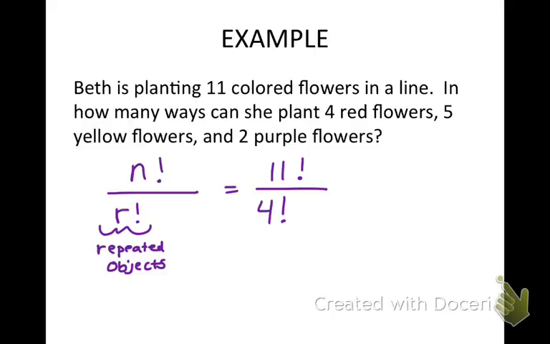Do I have repeats of yellow? Yeah. How many of them? 5. Good. Factorial. Do I have any repeats of purple? 2. Factorial. So let's see if we can try to eliminate some things and make this look nicer. So in my numerator, that would be 11, 10, 12, wow, I don't know.